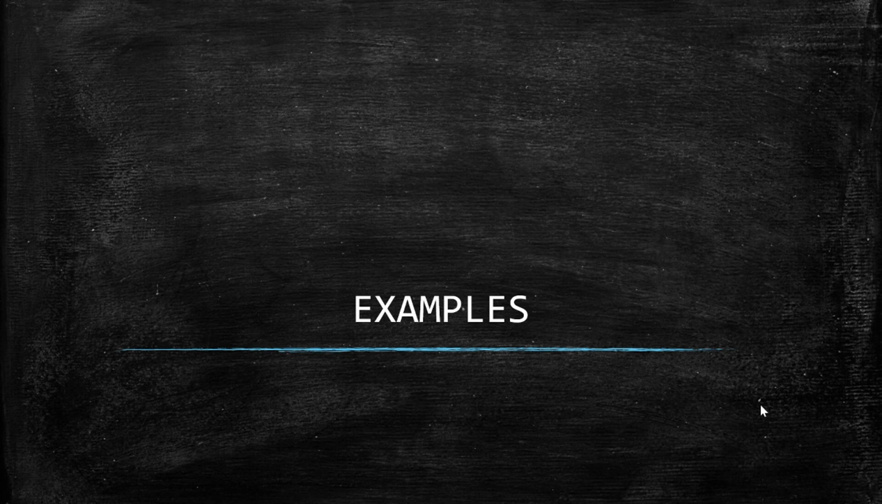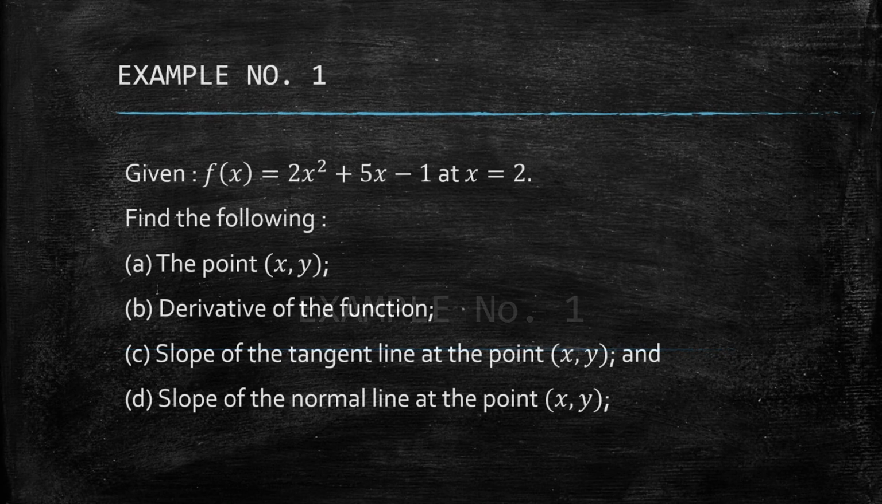So let's have some examples. Let's have example number 1. Given f of x equals x squared plus 5x minus 1 at x equals 2, find the following. A, we need to find the point at x equals 2. B, find the derivative of the function. C, what is the slope of the tangent line at the given point. And D, what is the slope of the normal line at the given point.